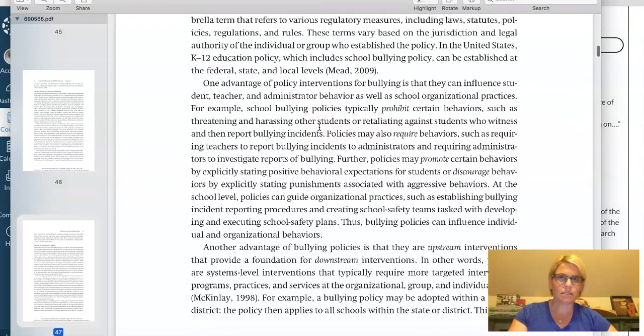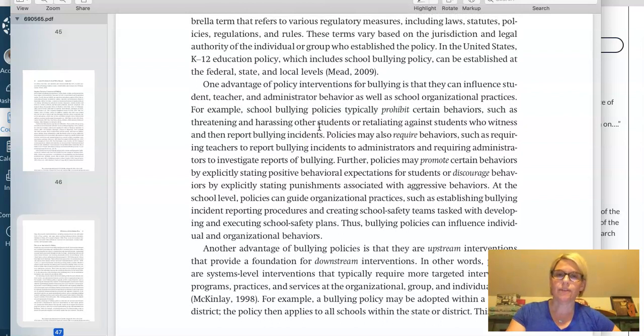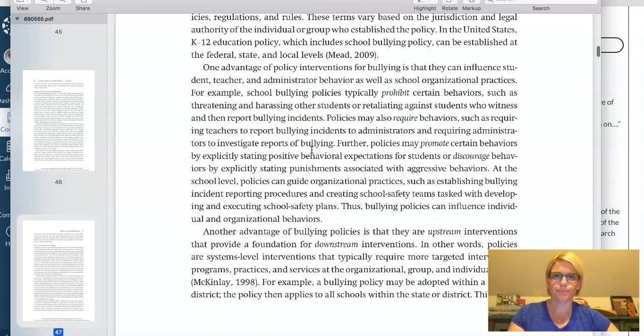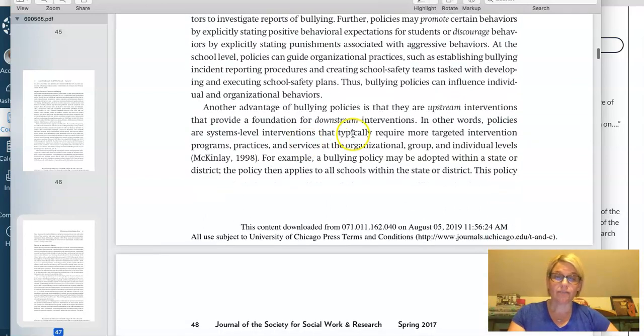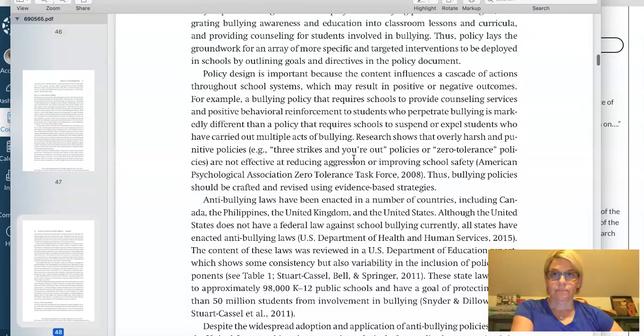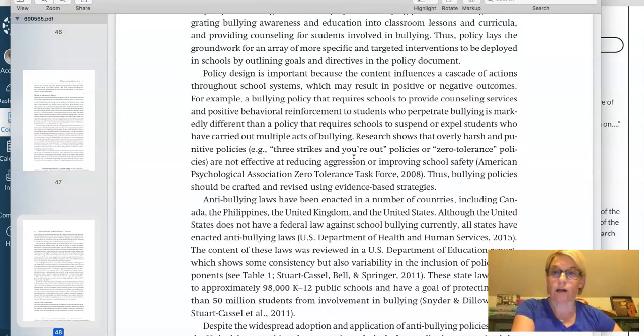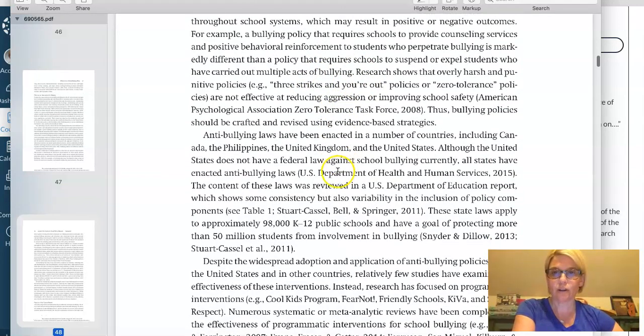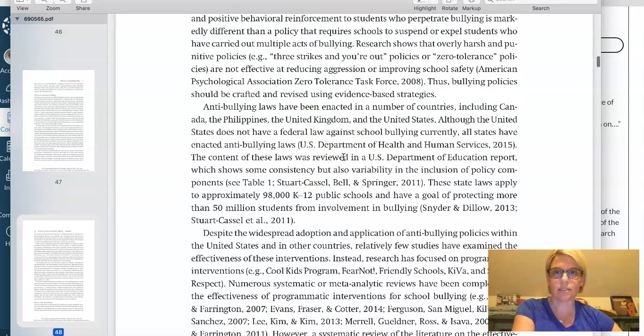Then they go in to talk about how it's an advantage to use policy interventions for bullying and how they can influence practices. Then they give you an example. Another advantage of bullying policies is that they are upstream interventions that provide a foundation for downstream interventions. And then they go on to really explain what that means. They talk about policy design. They go on to talk about anti-bullying laws.